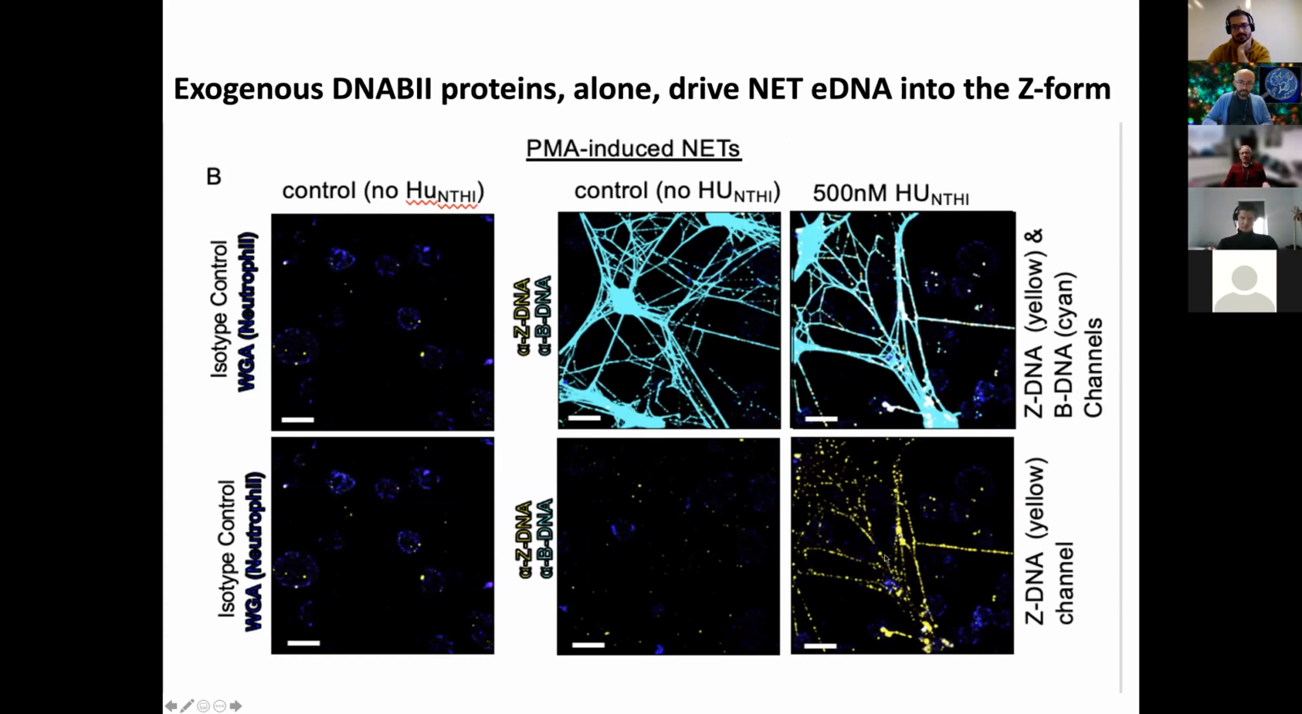But when we add DNABII proteins to the NET DNA, you see that zDNA suddenly appears. The B flips to Z. I'm not saying that DNABII proteins are necessary and sufficient to form the zDNA, but they are necessary. And so this was mind-blowing to us, that it's possible that DNABII proteins that aren't bound to the eDNA of bacteria could, within the diffusion radius, actually affect the DNA that was coming from the NETs.